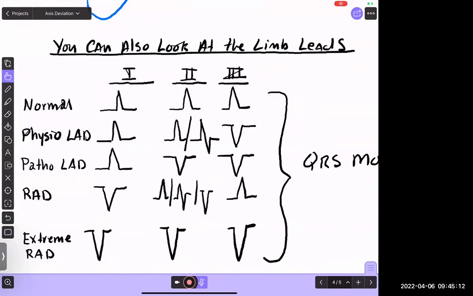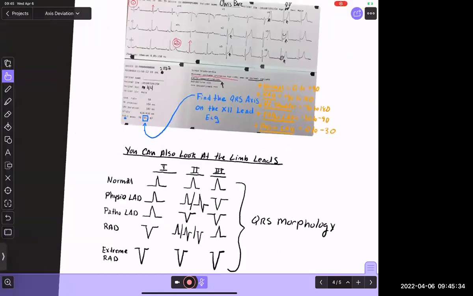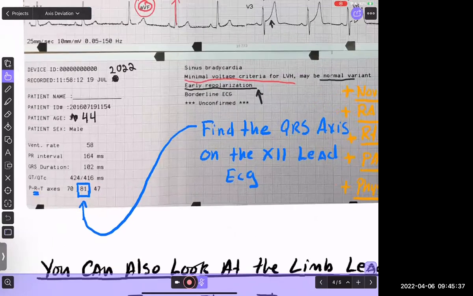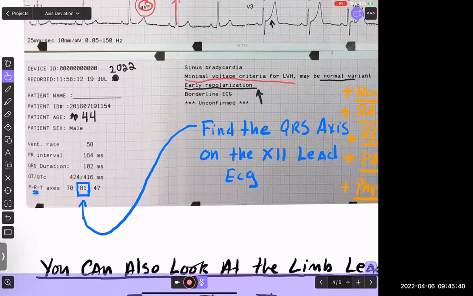Chris, you want to add anything here? Yeah, I will. And this is where the limb leads come into play. Now, I want to be very clear, absolutely unambiguously clear about this. Where we definitively determine axis when you're looking at somebody's 12 lead is you go to that printout and you find the QRS axis, or the R axis. Whatever that is is the QRS axis of that patient. So that's the definitive way of figuring it out.